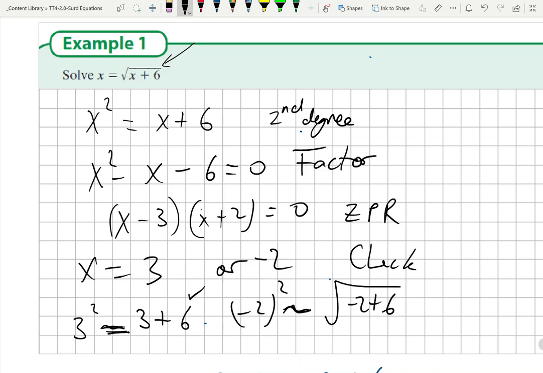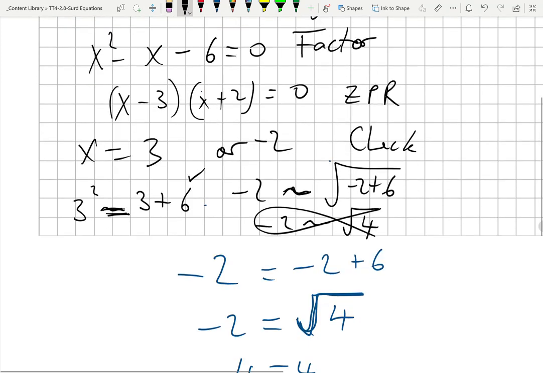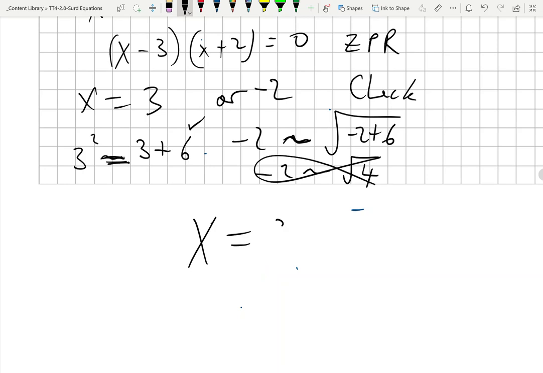Why am I squaring it? It should be just -2. So -2 is being related to the square root of 4, and that has to be rejected. Okay, so there's only one solution. X equals 3.